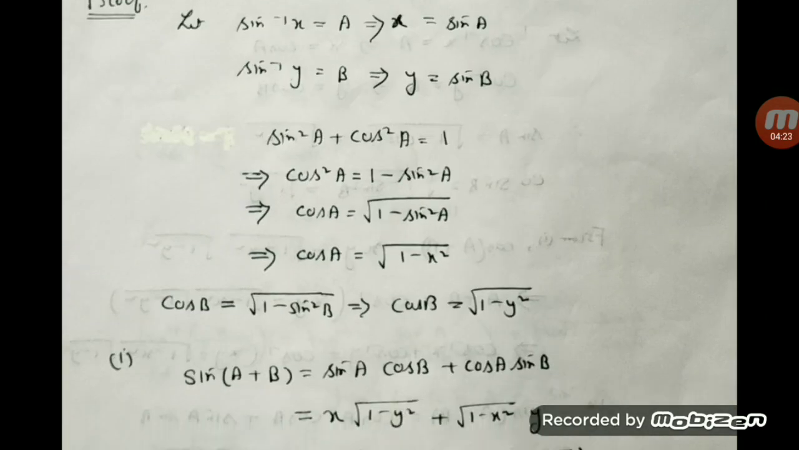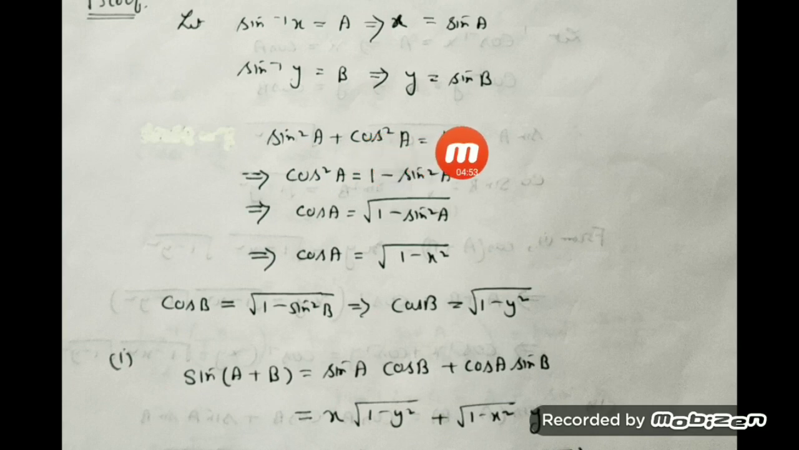So I am using here the sine of a plus b formula. What is your sine of a plus b formula? The formula is sine a cos b plus cos a sine b. You have here sine a and sine b, but you don't have cos a and cos b. But we know that there is a relation between sine and cos. What is that relation? Sine square a plus cos square a is equal to 1.